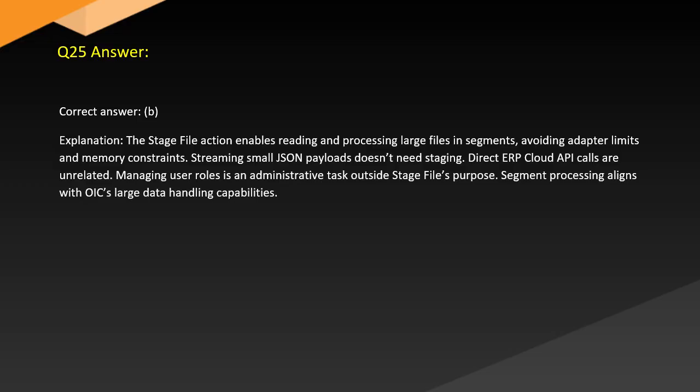Answer. Correct answer: B. Explanation. The stage file action enables reading and processing large files in segments, avoiding adapter limits and memory constraints. Streaming small JSON payloads doesn't need staging. Direct OAK Cloud API calls are unrelated. Managing user roles is an administrative task outside stage file's purpose. Segment processing aligns with OAK's large data handling capabilities.